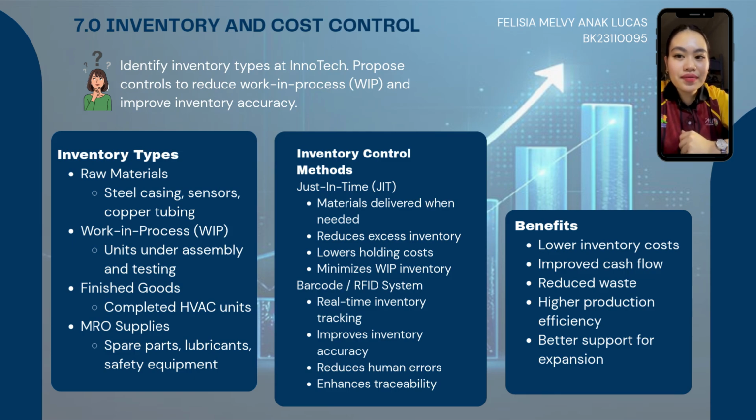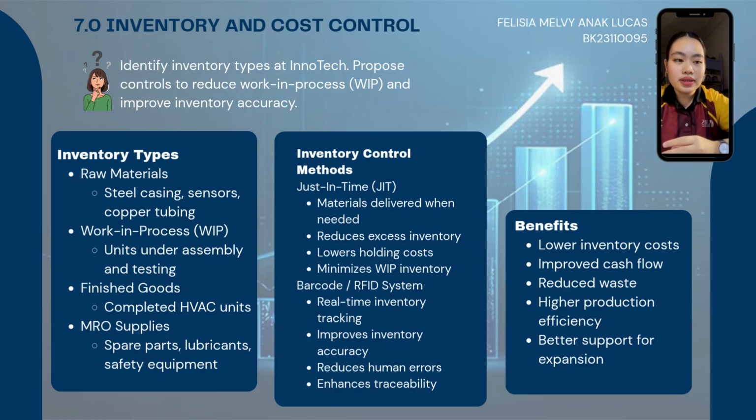Next, moving on to inventory and cost control. So Inotech maintains 4 main inventory categories, which are raw materials, work in process, finished goods, and MRO supplies. To improve the inventory management, 2 control methods are proposed. The first is the just-in-time inventory system, which makes sure that the materials arrive only when required for production, reducing storage costs and work in progress inventory.